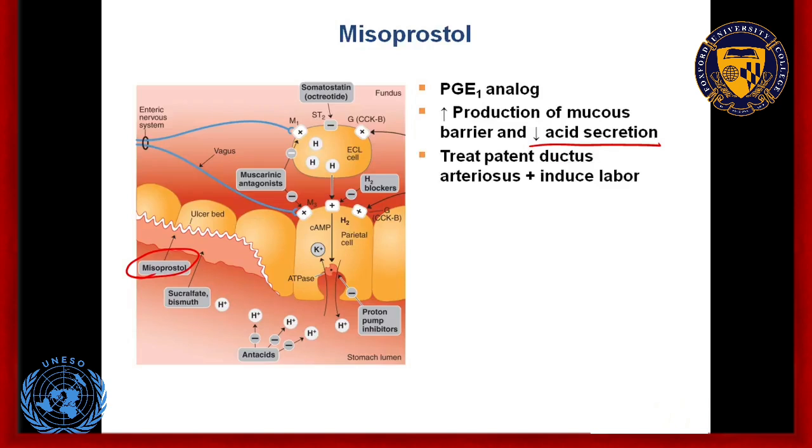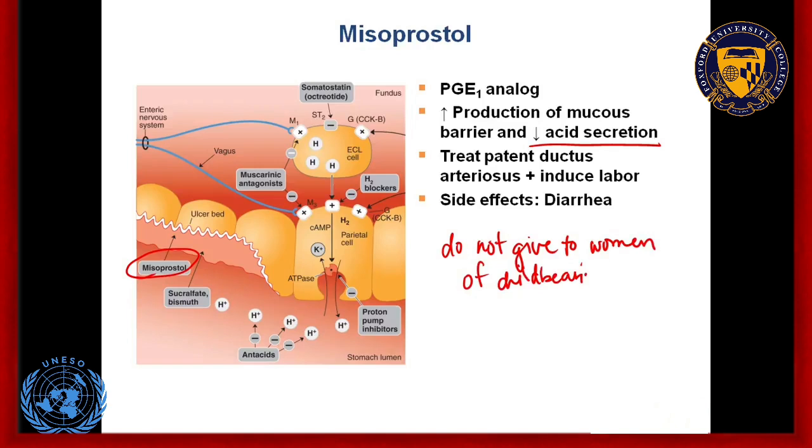Separately, this same drug is also used in the case of a patent ductus arteriosus, because the prostaglandin keeps the PDA open. It can be used to induce labor as it causes uterine contractions and thinning of the cervix. The major side effect is diarrhea, and it is also contraindicated in women who might be pregnant or might become pregnant because it is an abortifacient.